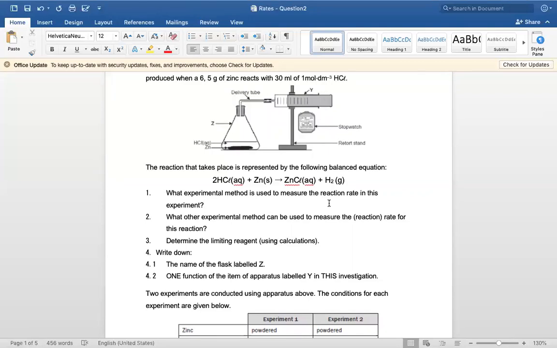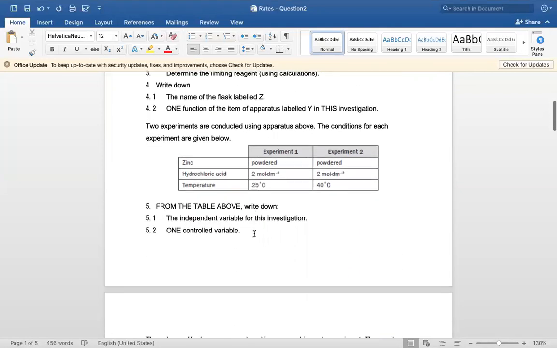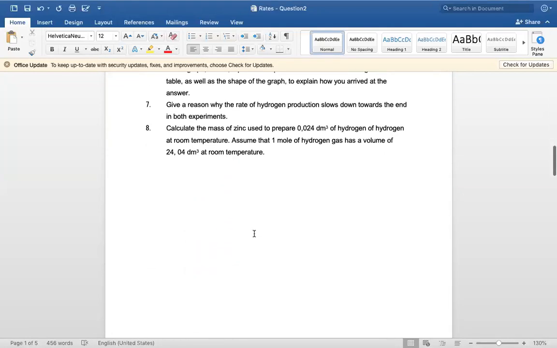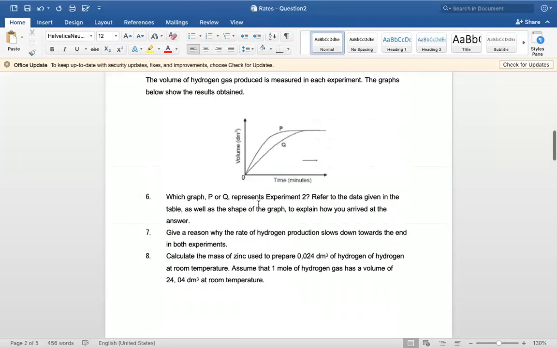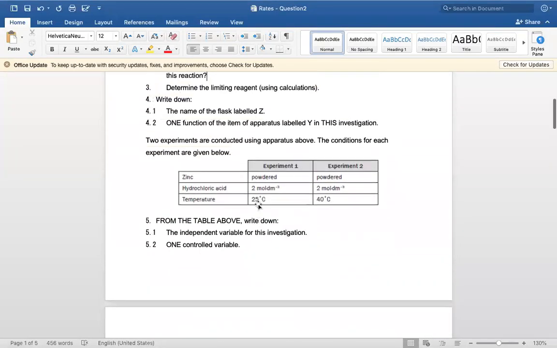What other experimental method can be used to measure the reaction rate for this reaction? So instead of you putting a syringe there to measure the hydrogen that's released, what could you do? You could do what we did yesterday. You could measure the mass decrease, isn't it? Measuring the change in mass of the reactants. So we're putting this whole reaction mixture on a scale and measuring how the mass changes, right?